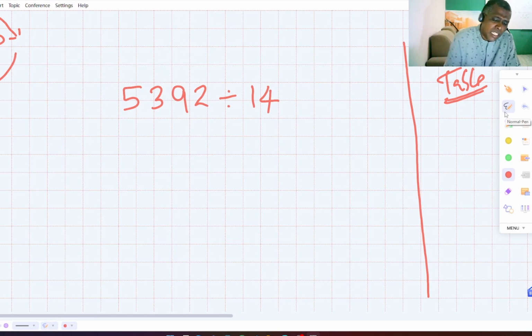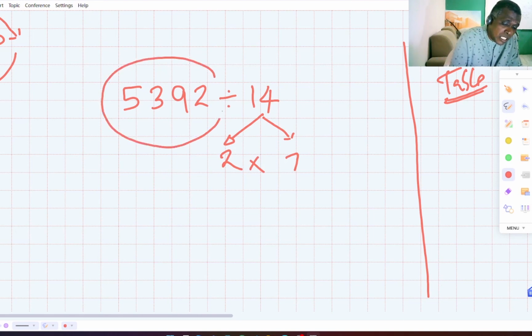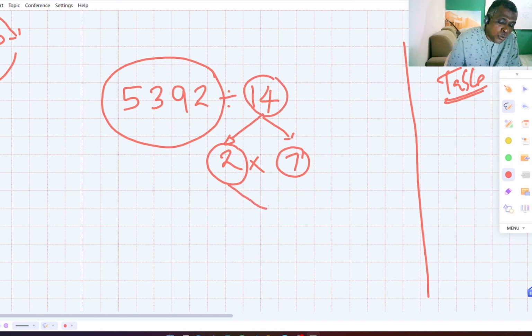Instead of dividing by 14, we can look at the factors, how we can make 14. We can write down the factors of 14 and use them to write another way. That means 14 I can write as 2 times 7. You want to divide this number by 14, and 14 is equal to 7 times 2. What do I want to do now? Instead of dividing by 14, I use these factors to simplify this.